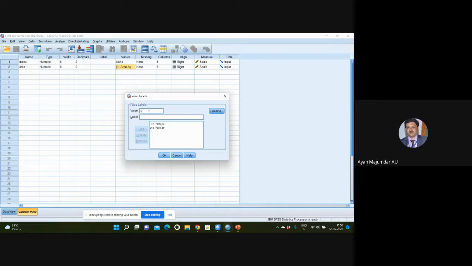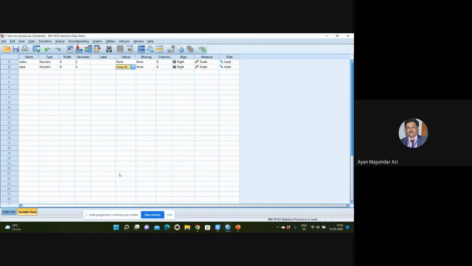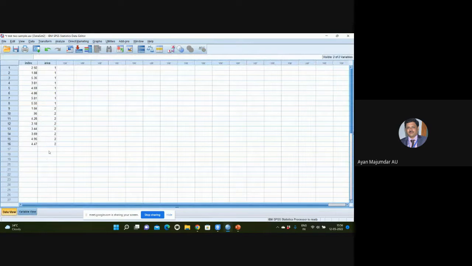Then the value will be 3. Under label it will be area C. Add, OK. Now say if I enter this as 3, let me put a toggle here, it will be area C. I put 1, area A, I put 2, area B, I put 3, area C, and so on.